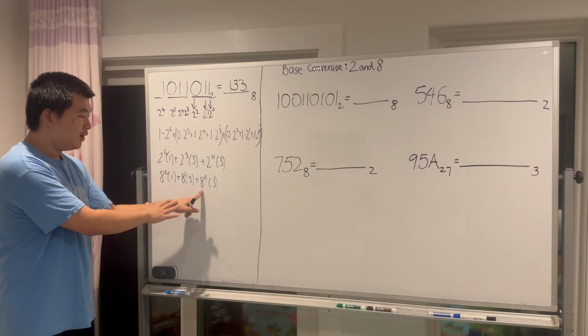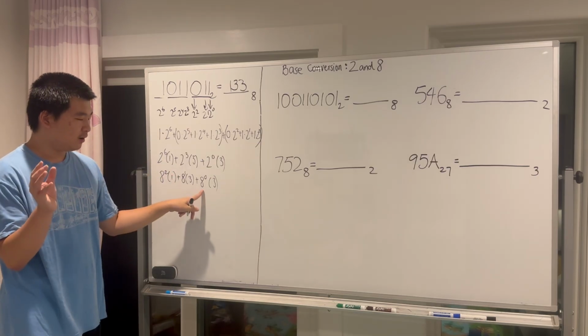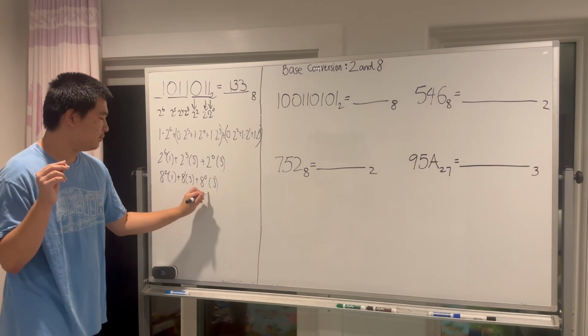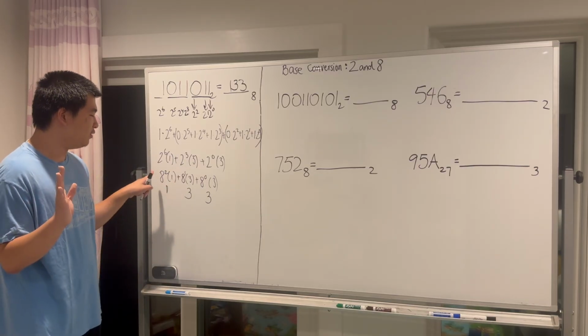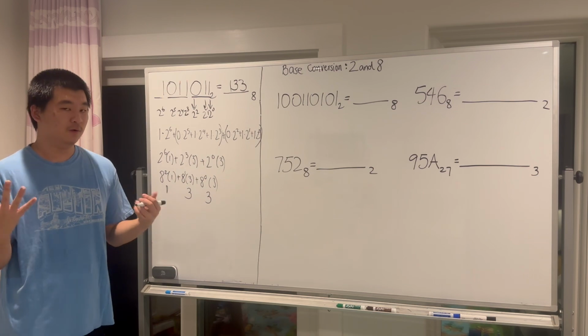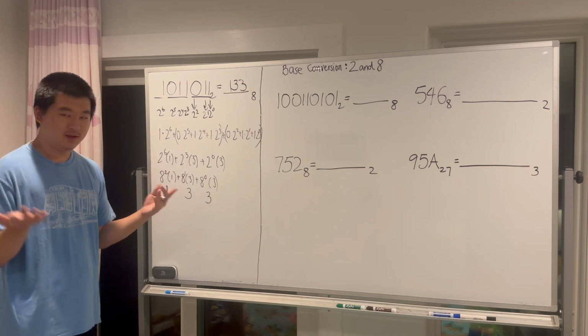This is telling you that in base 8, the digit that has place value 8 to the power of 0 is going to be 3. This digit is 3, and this digit is 1. It's spelling out for you the value of a base 8 number converted to base 10. So our job is very easy. Convert this back to base 8: 1, 3, and 3. That's it.